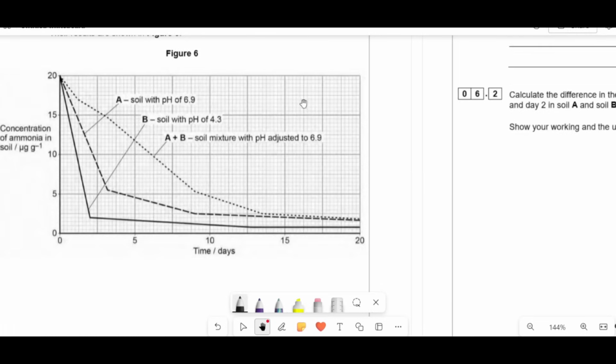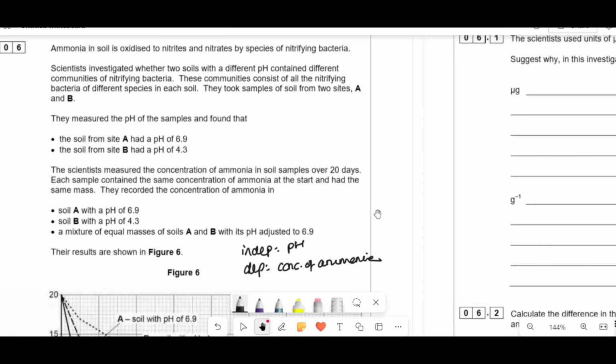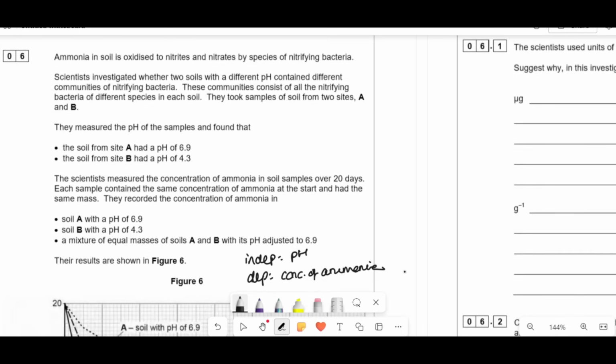And here's their results. So immediately, number one is to work out the independent and dependent variables, right? So the independent variable is going to be soil pH that they're changing, and the dependent is the concentration of ammonia, right? Now, if we have a quick look at how this all links again, remember, what they're trying to do is look at whether the soils have different communities of nitrifying bacteria, and whether the changes in ammonia being made is a surrogate for that. And they're trying to see whether the pH is causing changes in those as well by measuring this, if that makes sense.